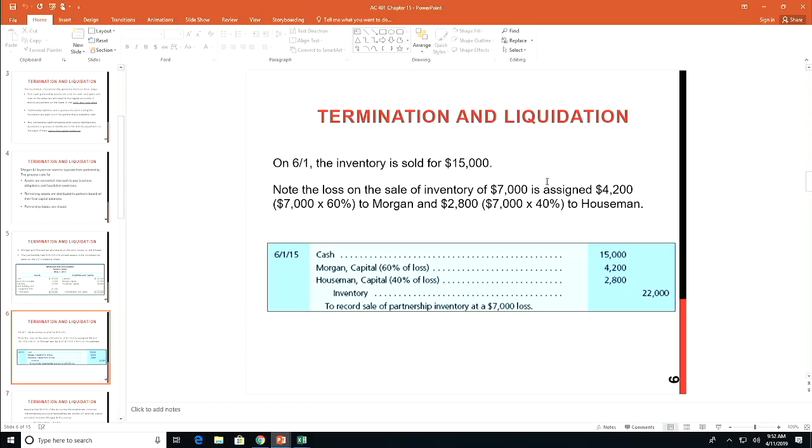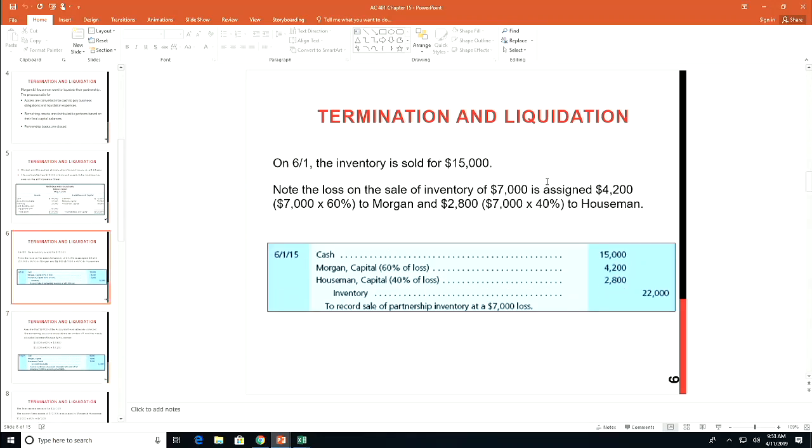Is this journal entry fine? Alright, different step. You receive cash, you debited cash. You remove the asset, you credited inventory. You have a loss. Loss is usually debit. We are not debiting loss. Rather, we are debiting the capital. We distributed the loss between the two partners. Clear? Now, second item. Let's look here.